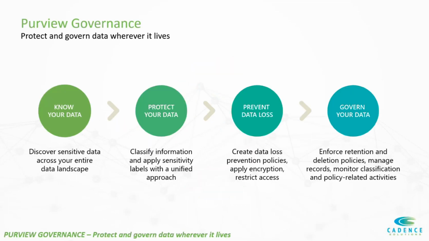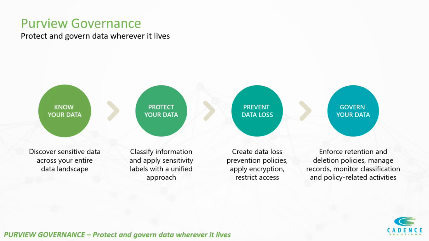So governance within Purview. Purview has these 4 pillars about knowing your data, protecting your data, preventing data loss, and then governing it. And these are the 4 pillars that Purview is built upon for protection and governance of data within your organization. So the first one is knowing your data, identifying the sensitive data across your organization. Where is it being stored? Is it being shared? All that kind of stuff.